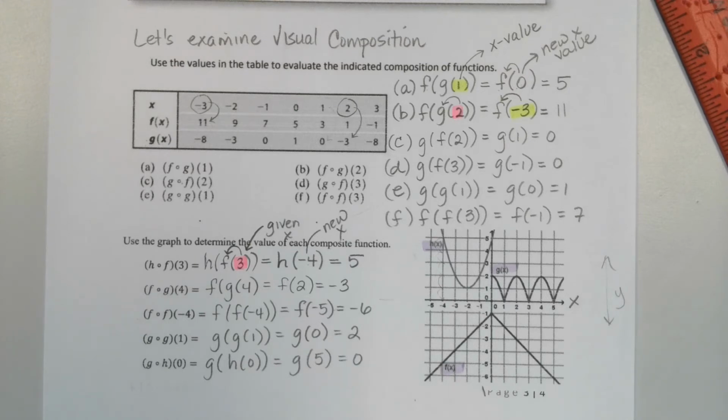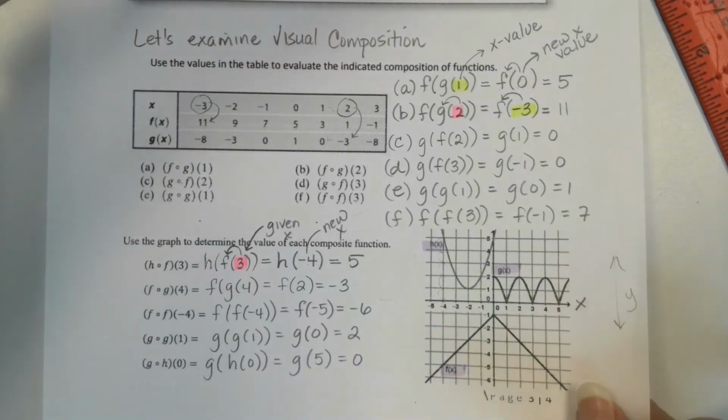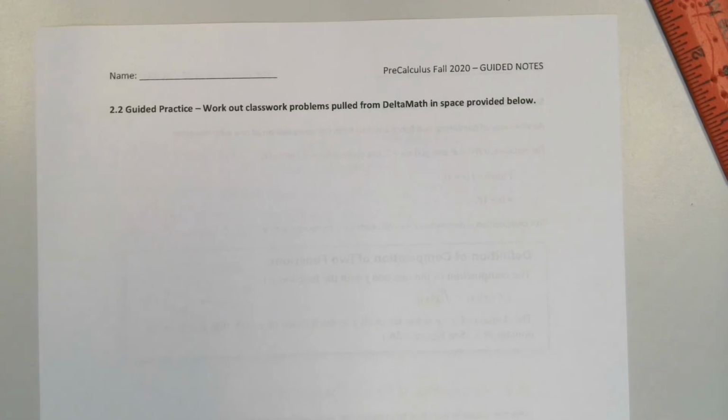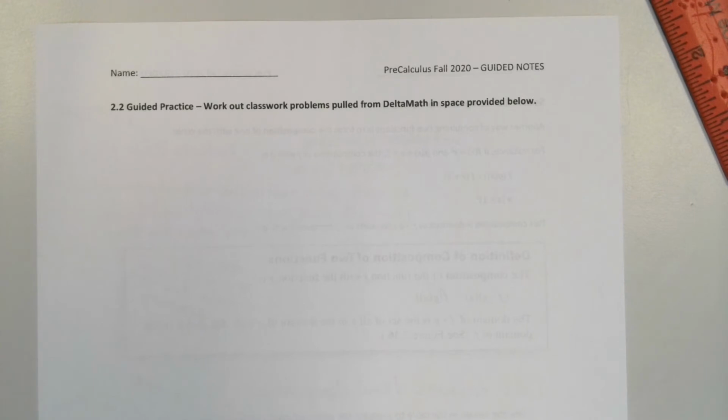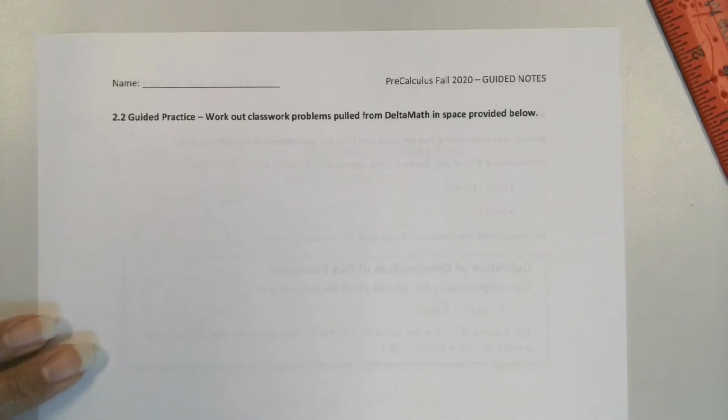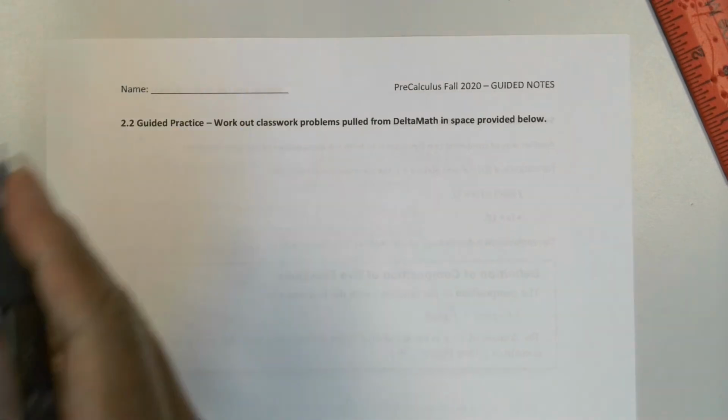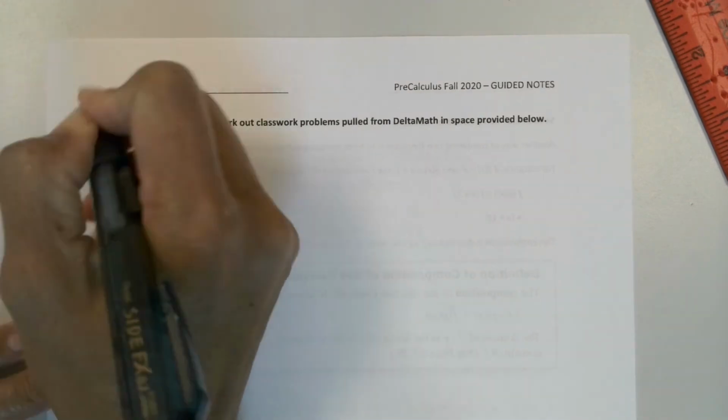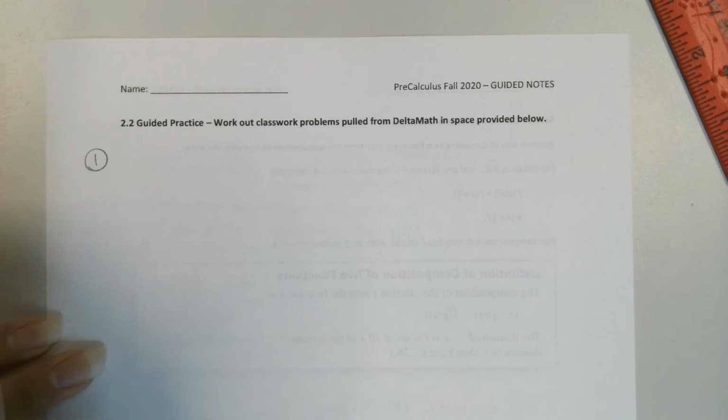All right, so at the back side of your note-taking guide you have some space where you can continue doing your guided notes, and we're going to work out classwork problems specifically that will help you in completing your Delta Math assignment, section 2.2. So let's start off with the first of 4 examples that you will need to complete with me before I let you go.